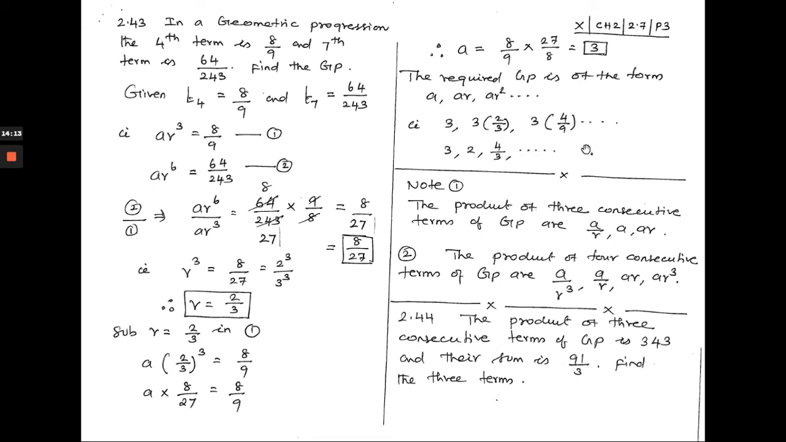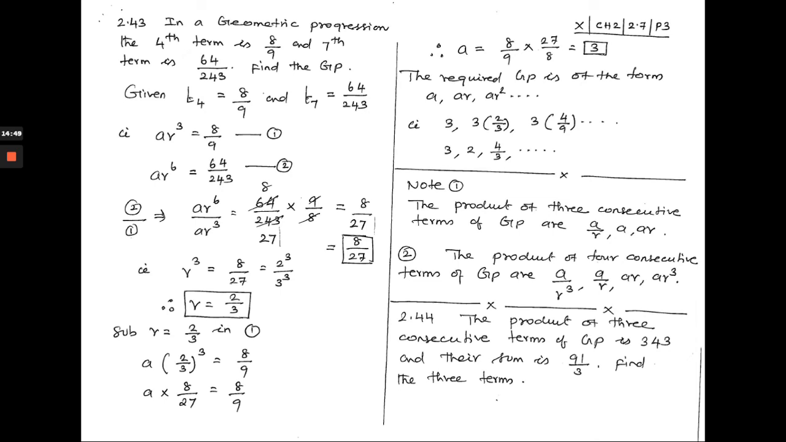Now, a very important note. The product of three consecutive terms. Three consecutive terms in GP are of the form a by r, a, ar. Suppose in the question it is given that there are three consecutive terms. In the case of three consecutive terms, you have to take a by r, a, ar. The three terms you have to take like this. And the four consecutive terms, how to take the four consecutive terms in GP?